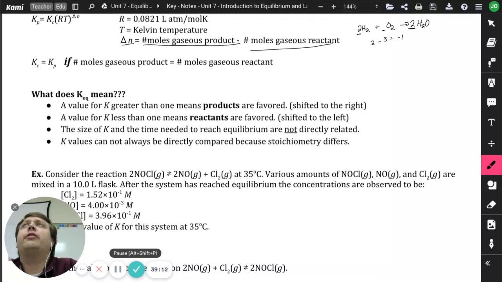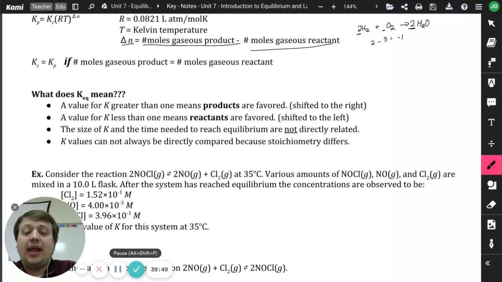The next thing in terms of Keq, what does it mean? In terms of understanding Keq, one thing to keep in mind is that the size of K does not necessarily directly relate to the time it will take to reach equilibrium. And this was actually covered in kinetics, when we talked about kinetics in Unit 5. Just because we've got a lot of reactants or products, that doesn't necessarily mean that the reaction is going to occur very, very quickly. Okay, so just keep in mind that because I've got a very big or very small K, that doesn't mean it's going to affect how fast my reaction occurs. Okay.